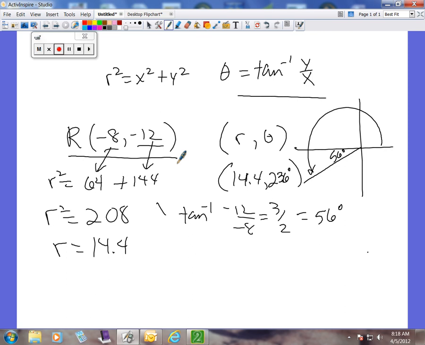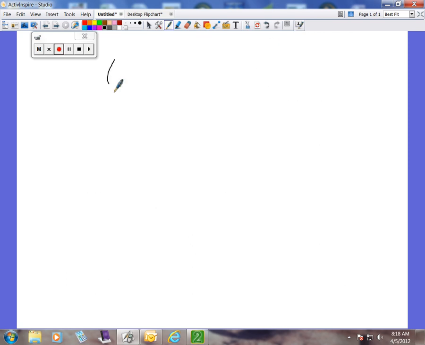Let's do another one. Try this one on your own. Find the polar coordinates for 2 comma -5 for me real quick. See if you can find the polar coordinates for that.